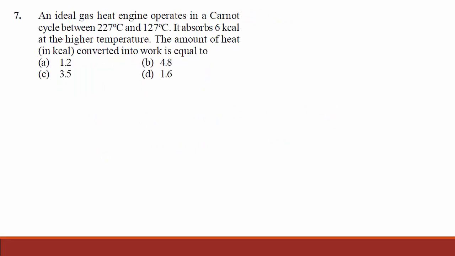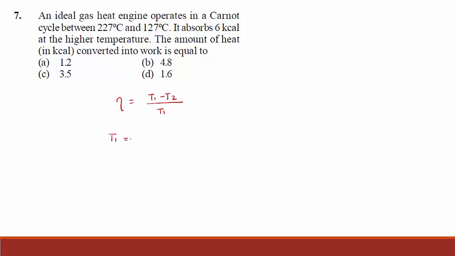An ideal gas heat engine operates in a Carnot cycle between 227 degrees Celsius and 127 degrees Celsius. It absorbs 6 kilocalorie at the high temperature. The amount of heat converted into work is equal to. So we already studied Carnot cycle in thermodynamics in first PUC, that we know efficiency of the Carnot engine. It is denoted by the symbol eta, we can write the equation eta equal to T1 minus T2 divided by T1. So this is the equation for efficiency of Carnot engine.